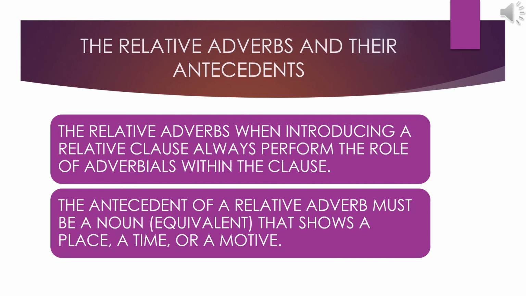Now, the antecedent of a relative adverb must be a noun or a noun equivalent that shows a relation with the kind of relative adverb we are using. For example, if we are using the relative adverb when, the antecedent is going to be a word that shows time. If I am using the relative adverb where, the antecedent is going to be a word that shows place. And if I am using the relative adverb why, the antecedent is going to be a word that shows motive.